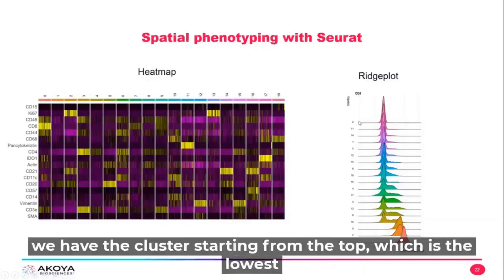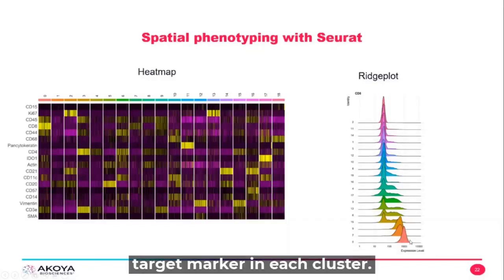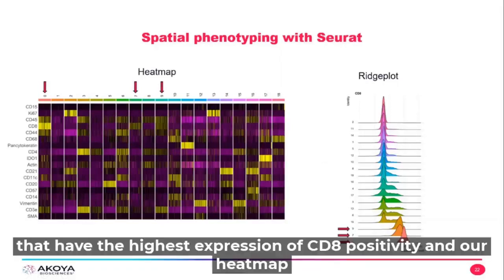For each marker, we have the cluster starting from the top, which is the lowest expression, and the bottom, which is the highest expression for that target marker in each cluster. So for CD8, we have 3 clustered populations, 0, 7, and 9, that have the highest expression of CD8 positivity.